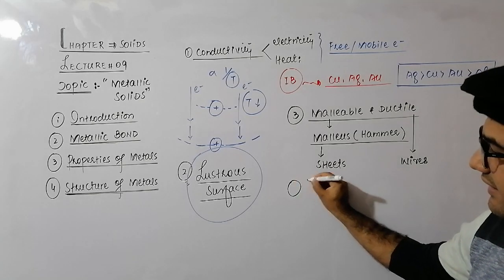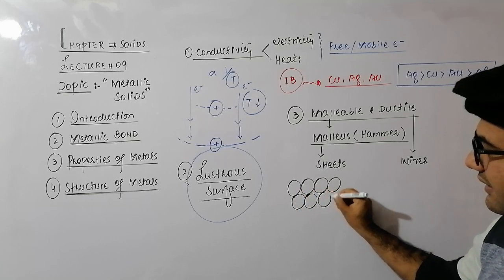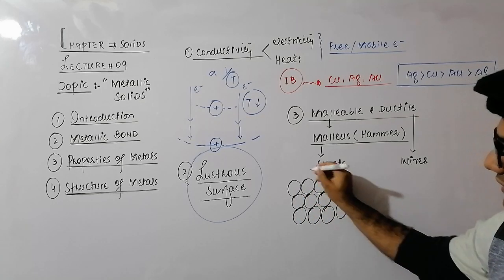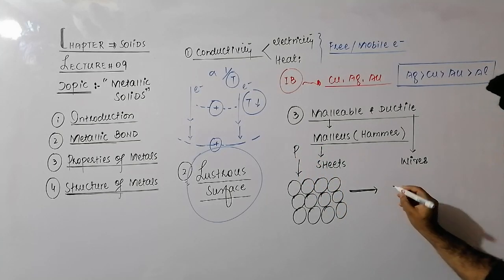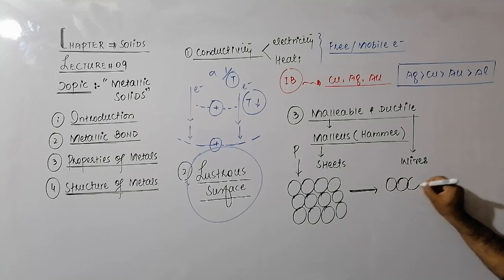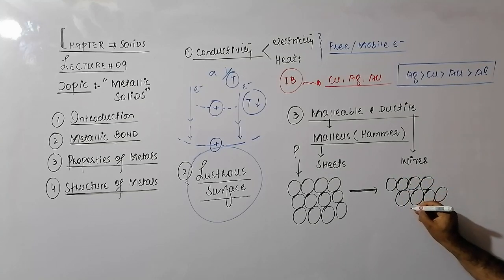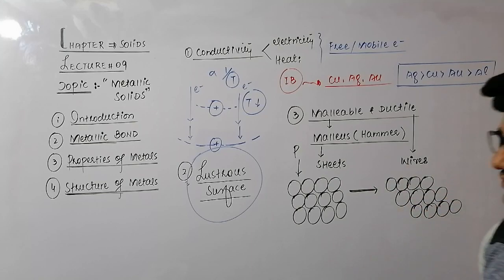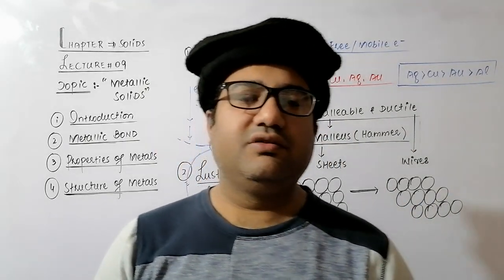Why are the metals malleable and ductile? Because the metallic cations are in the form of layers. And when we apply pressure on these layers, then these layers slide over each other. And when they slide over each other, this results in the reduction of the thickness of the metal. And when the thickness is reduced, then it can be converted into sheets, and even its shape can be forged into wires.